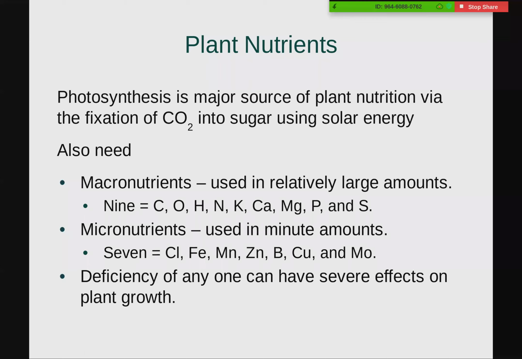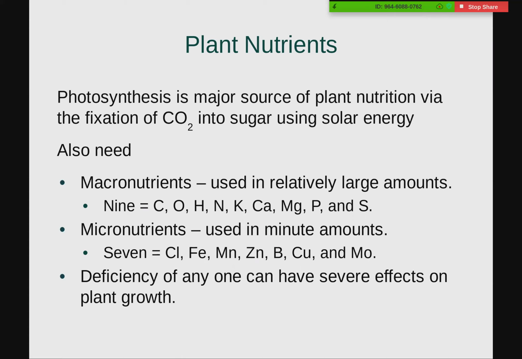Now, plant nutrition is an important part of their interface with the soil. Photosynthesis, as we all know, is the major source of plant nutrition. They capture atmospheric CO2, and they fix it into sugar using energy from the light. Makes sense, right? That's what photosynthesis is.